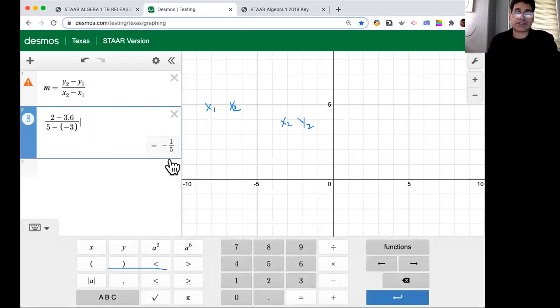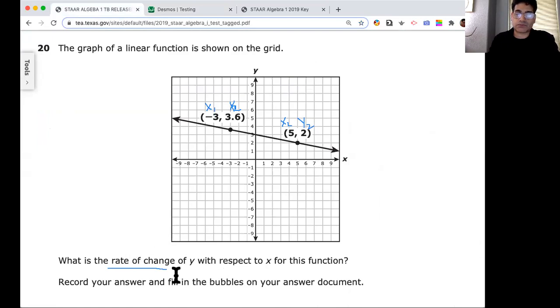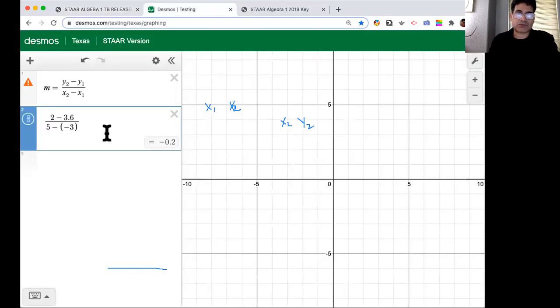And that gives us negative 1/5 or negative 0.2. Either one of those could be the answer. And in this case, remember that they're asking you to fill in the bubbles in your answer sheet. So I'm not sure I remember how you would put in a fraction, or maybe they want you to put in the decimal. So in any case, you have both of them here in Desmos to provide them with. All right. And so we would put in a negative 0.2.